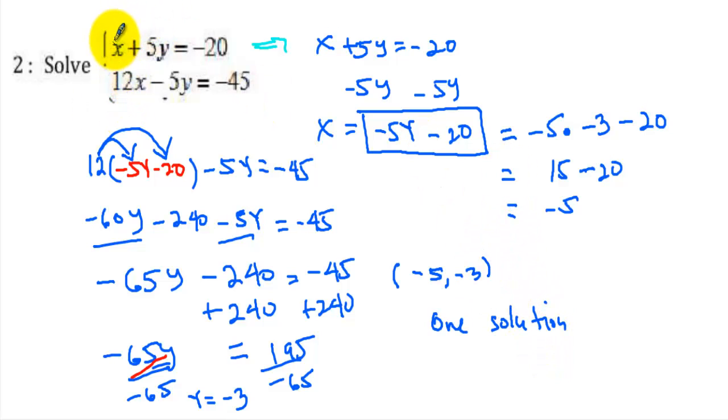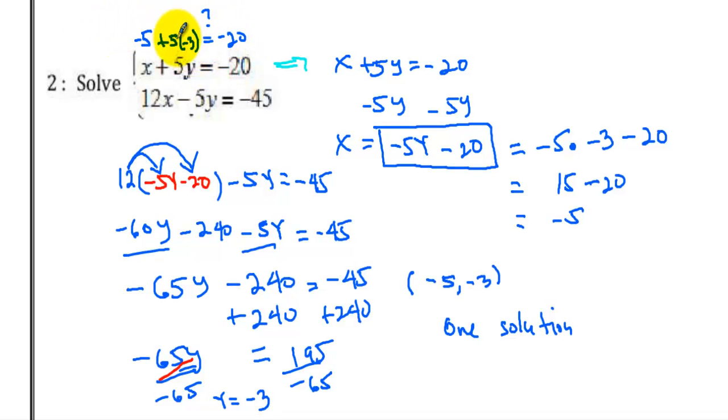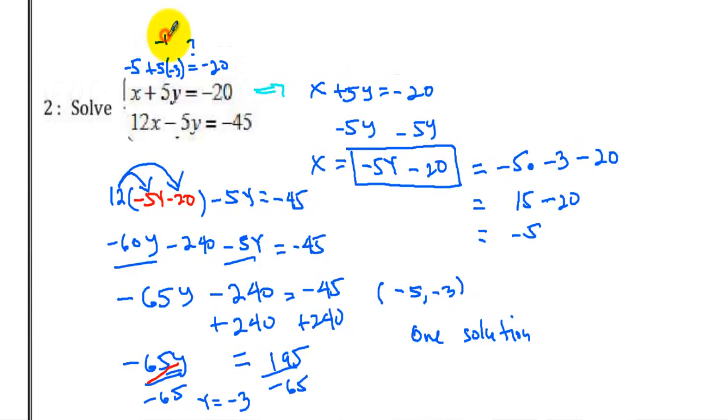Okay, let's verify our answer. Let's check. x equals -5, y is equal to -3. The first equation equals -20. So we are going to verify if the two sides are the same. So 5 times -3 is actually -15. Then add a -5, it will be equal to -20. So the first equation is correct. Let's check the second equation: 12 times x, my x is equal to -5, minus 5 times y, -3, equals -45.